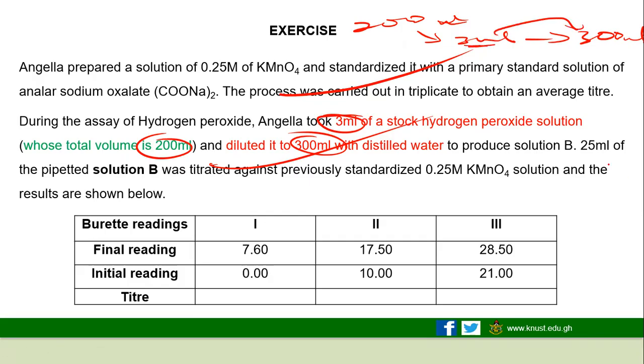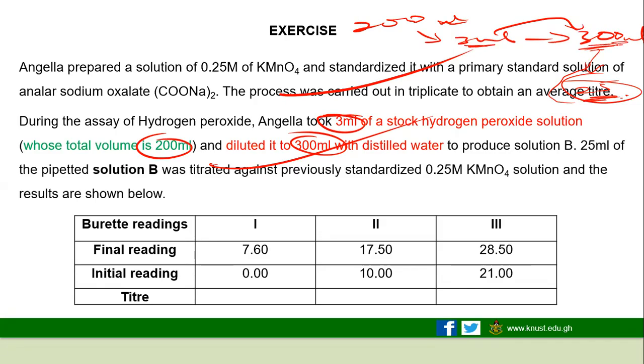300 mL. Good. So we take this 3 mL and then you add water so that you get your 300 mL. And then in the titration, you pick something from that 300 mL, 25 from the 300 mL. And so if you find the amount of hydrogen peroxide in the 25 mL, you can do a proportion and then find the amount of peroxide in the 300 mL, right?